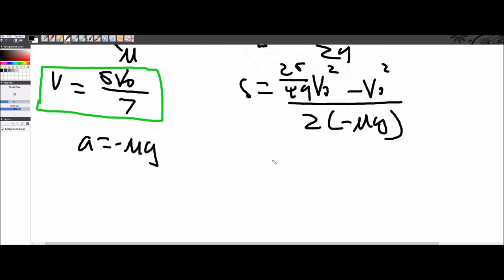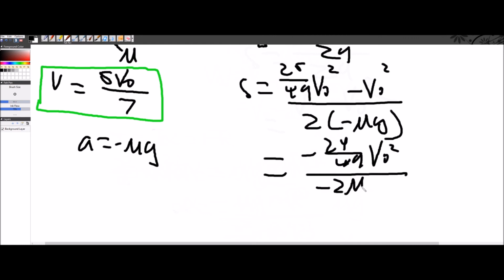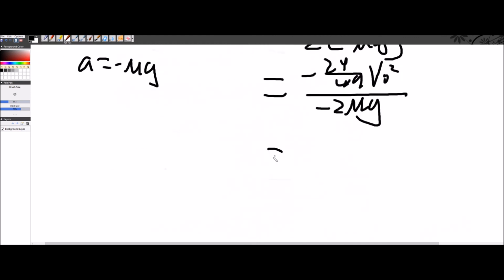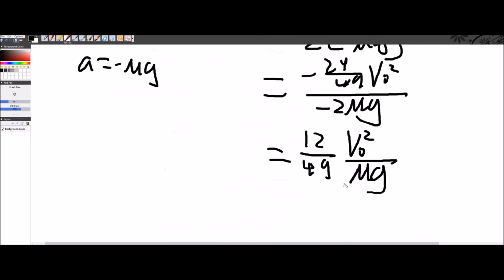Now we evaluate this expression. So we get negative 24 over 49 v naught squared over negative 2 mu g. We divide 24 by 2 and cancel out the negatives. We get 12 over 49 v naught squared over mu g. And that is it for this question.